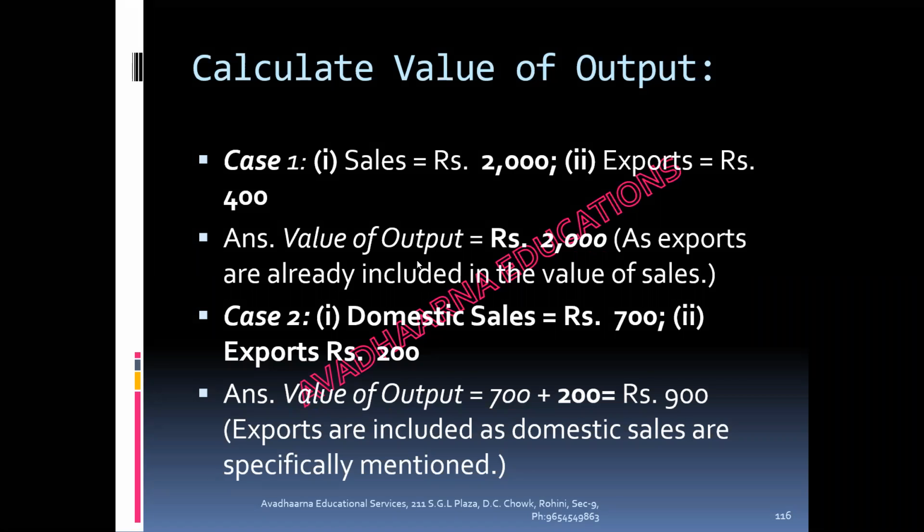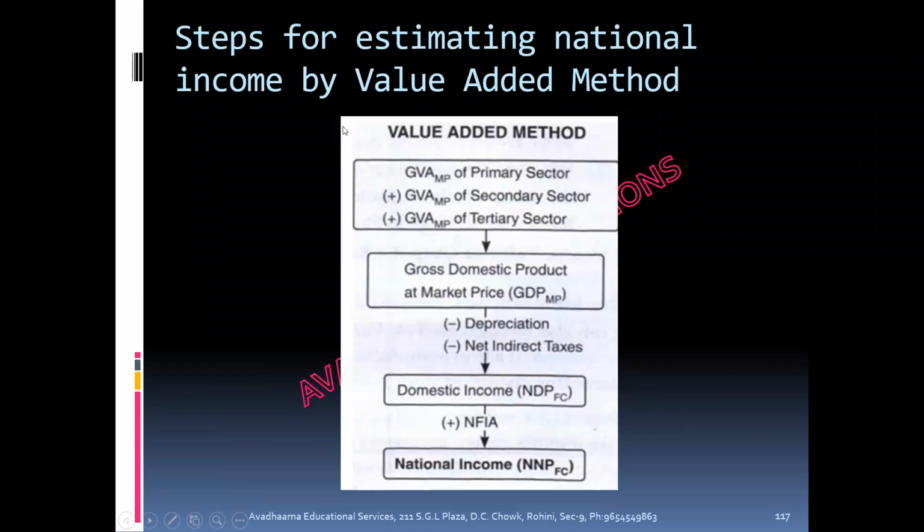Now let's move to the flow chart, the steps for estimating the national income by value added method. First we calculate the gross value added at market price of the primary sector. To that we add gross value added at market price of the secondary sector and of the tertiary sector. If we take the sum total of these three, we get GDP at MP, that is gross domestic product at market price.